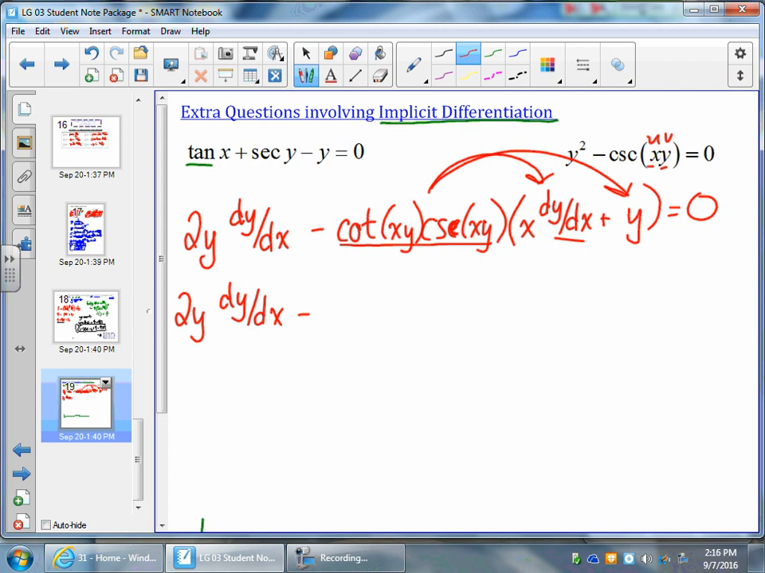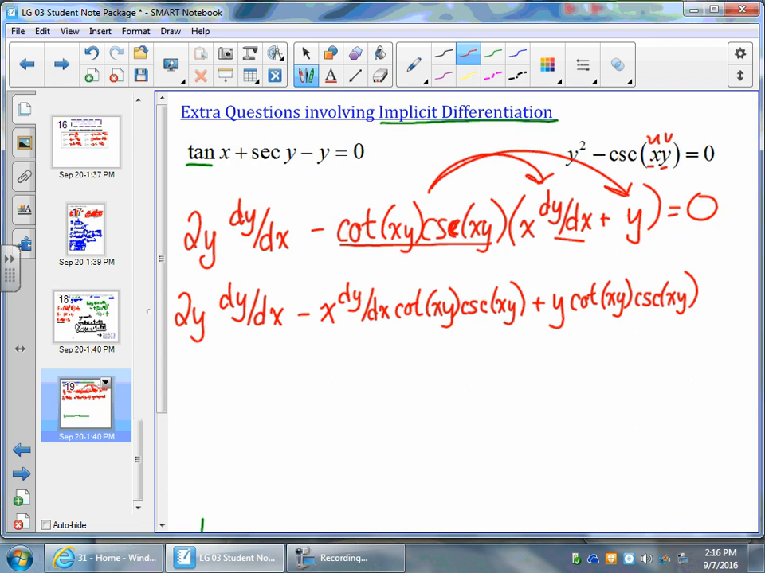Okay, so I've got my x dy/dx cotangent xy cosecant xy, plus my y cotangent xy cosecant xy is equal to 0. All right. Now I've got two terms that have my dy/dx in it. So obviously we want to move everything over to the other side.